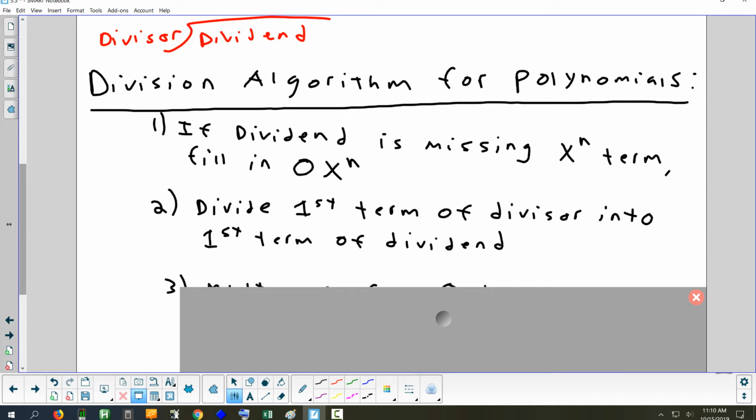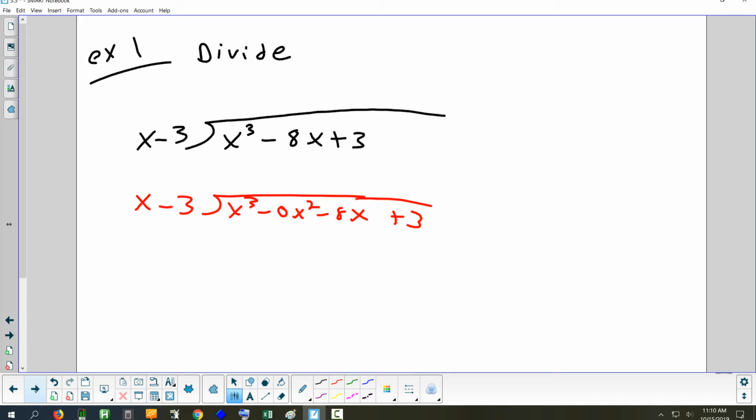So, if I go back to my problem, how about, Eric, what is the first term of my divisor? X. So x. There's the first term of my divisor. Zach, what's the first term of my dividend? X. Yep. So we're going to divide x into x cubed. So off to the side, if you want to think about it, this is what you do. What's x cubed divided by x? Yeah. X squared. Yep, x squared.